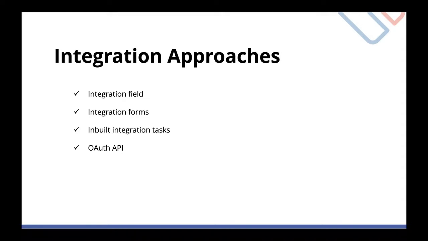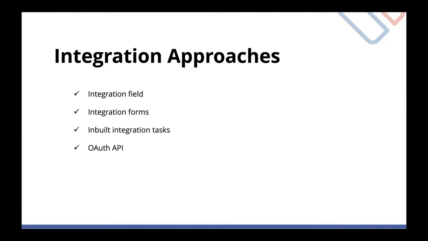So the integration form is again available for only four predefined applications, right? In that case, we can write our own inbuilt integration task, and these inbuilt integration tasks are again API calls. The only thing is they are wrapped up in such a way that it is very easy for the developer to establish an integration task. So it is again an API call which is happening, and the next one is the OAuth API.